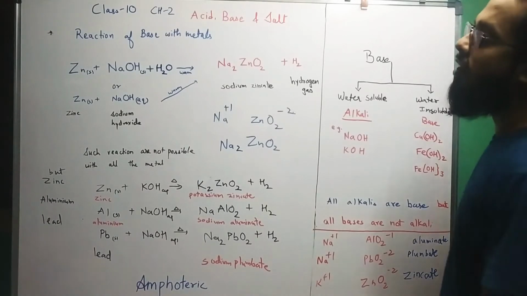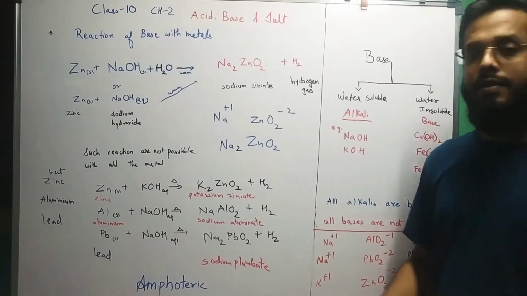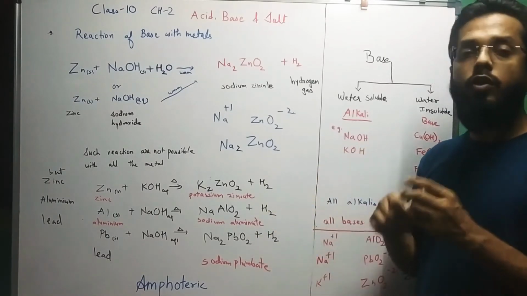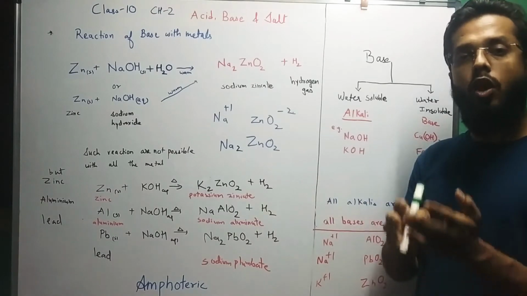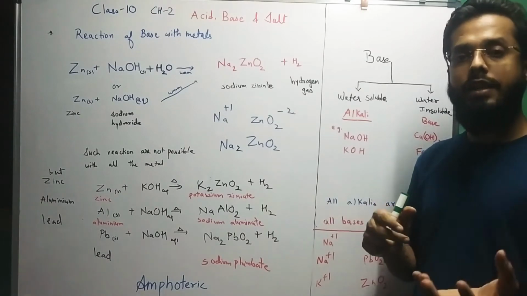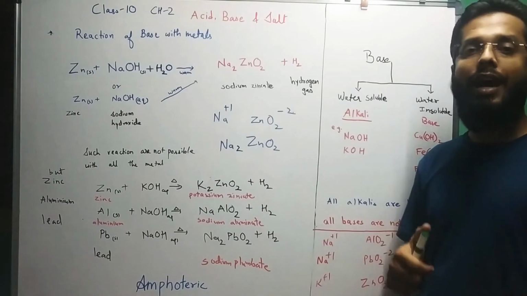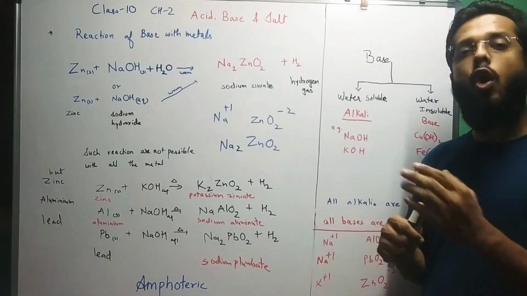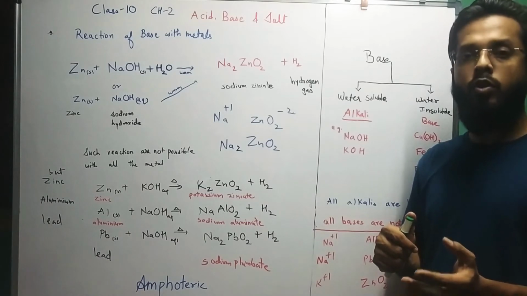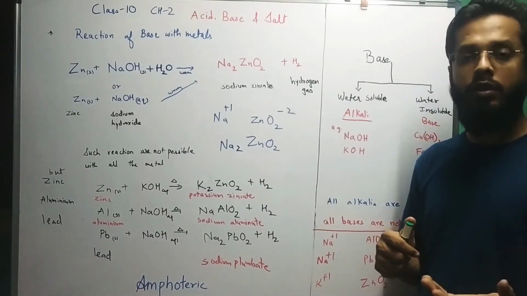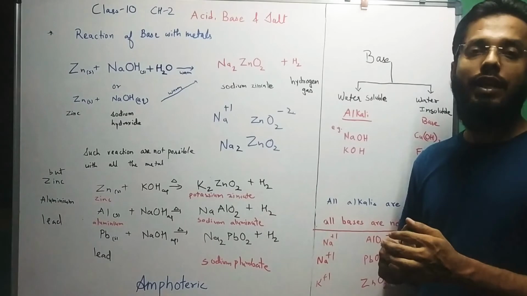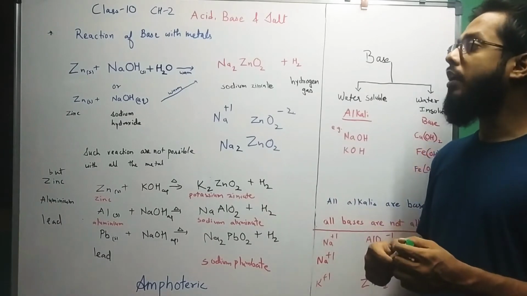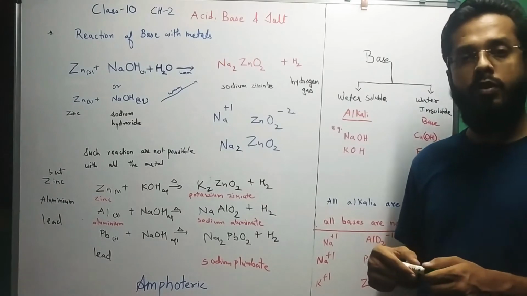In the last lecture, we talked about the reaction of acid with metals. We know that on reaction of acid with metals, we get hydrogen gas. Also, not all metals give hydrogen. Only the reactive metals give hydrogen, and that too with dilute HCl and dilute H2SO4. Now let's talk about the reaction of base with metals.